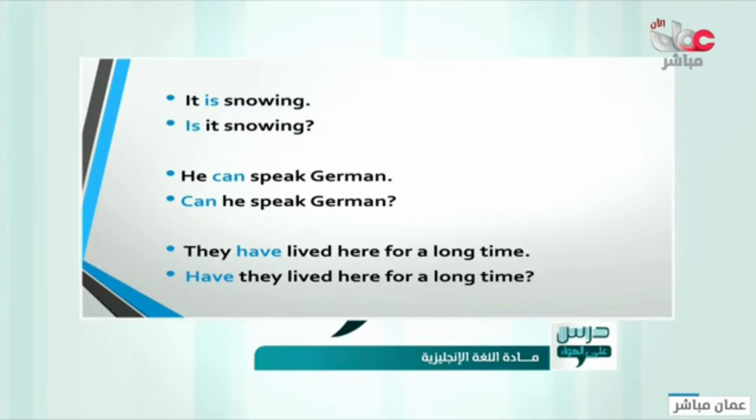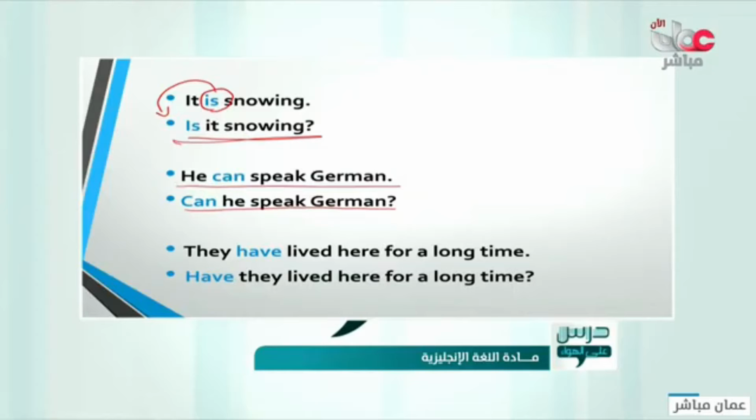It says at the beginning, it is snowing, as a normal sentence. When we make a question, we say, is it snowing? You can notice there is a difference in the formation. Let's have a look at the second example. It says, he can speak German. When we make the question, we say, can he speak German? What can you notice there? Look, can was moved to the beginning of the sentence to form a question. This is called a yes or no question. So the first step to make a question is to form a yes or no question.